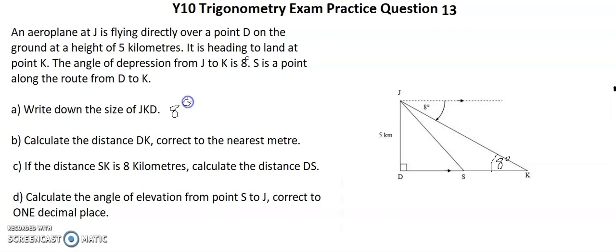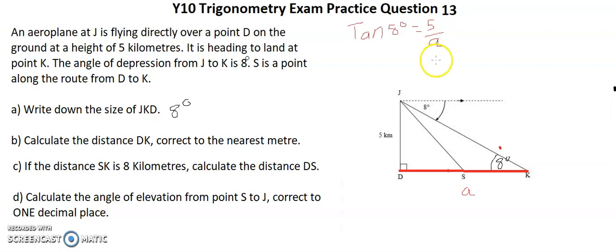The next part says calculate the distance from D to K. So we are needing to find this distance right here. Now straight away we know we've got our angle, and we also know our opposite, and we are looking for our adjacent. So this is where we can write it as our tan ratio. Tan 8 degrees is equal to 5 over A.